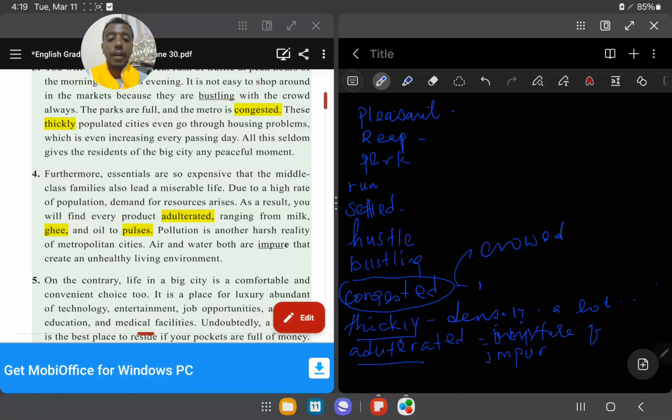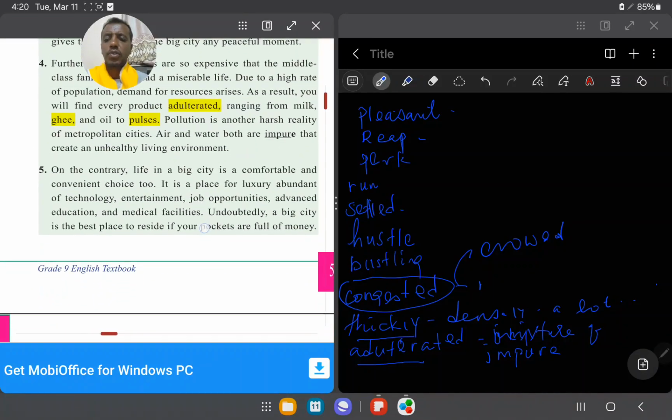Okay, so you can see from the passage here, product adulterated ranging from milk, ghee and oil pills. What does this one mean? A mixture of impure, something that is not pure. This is to be corrected this way. Next, on the contrary, life in a big city is a comfortable and convenient choice.